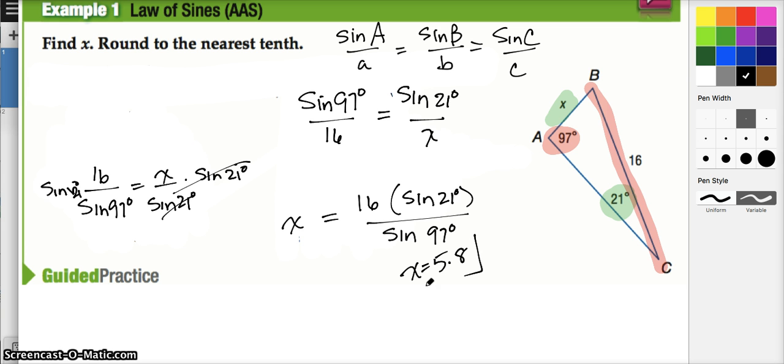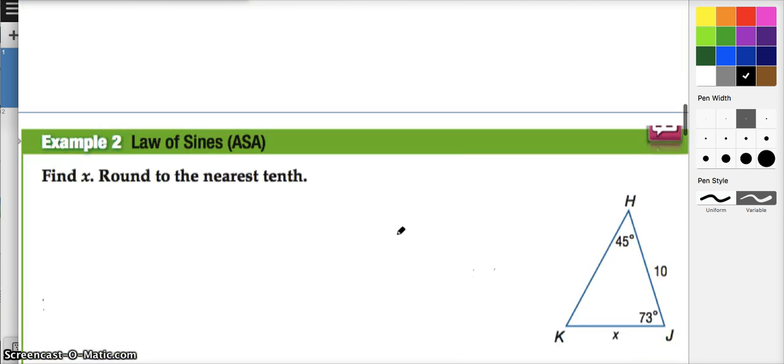What I like to do, to be honest, is ask myself, does it make sense? Does it make sense that across from 97 degrees, you've got this long side that's 16, and across from 21 degrees, you've got this small side that's 5.8? And we remember how triangles work. The larger the angle, the larger the side across; the smaller the angle, the smaller the side across. So to me, that feels right, and I feel confident about my answer.